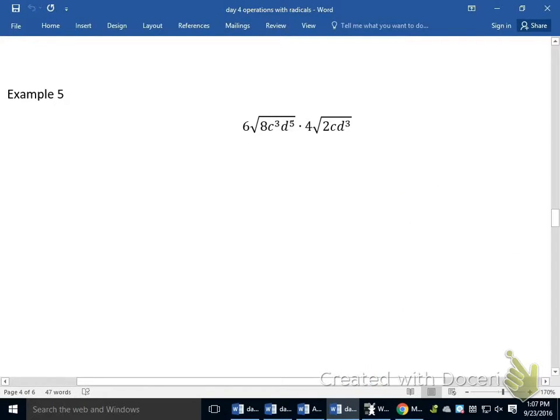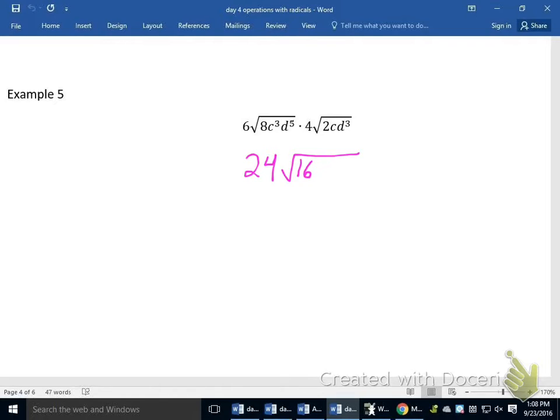Alright, here comes the trippy stuff. We got 4 more problems to look at, folks. Basically, whenever you've got multiplication, you can multiply the coefficients, what's in front of the root, together, and you can multiply the roots together if they are the same power root. Both of these are a square root, so you can. Let's go ahead and get rolling on it. That 6 times 4 will be 24, times the square root of 8 times 2 is 16.